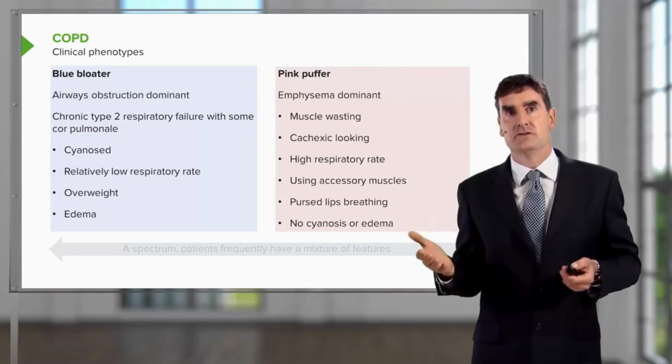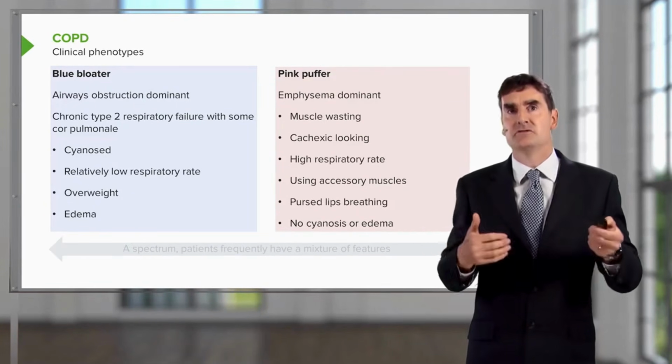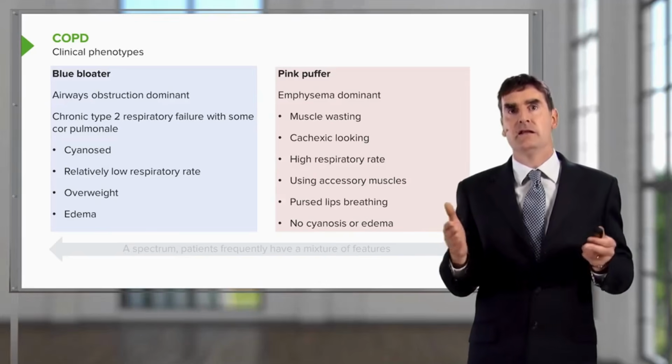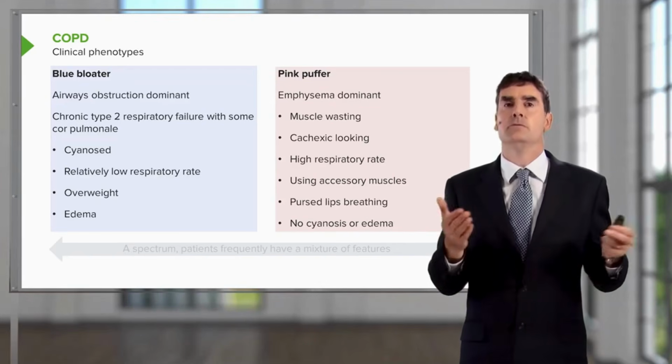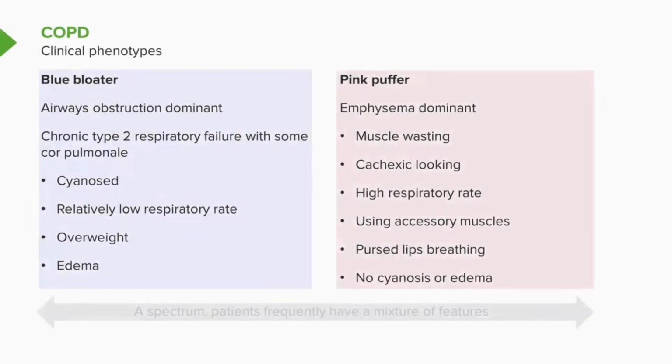There's often a description of clinical phenotypes of COPD. As I mentioned earlier, there's an admixture of different pathologies that patients with COPD have, and that might dictate the clinical phenotype they present with. The two extremes of this phenotype is the blue bloater and the pink puffer. Now, they probably are not terribly useful clinical terms, but they are a useful way of illustrating the different type of pathology mixtures you may get in somebody with COPD.